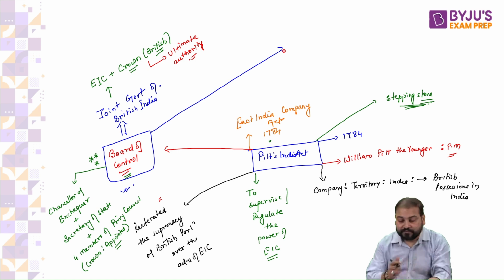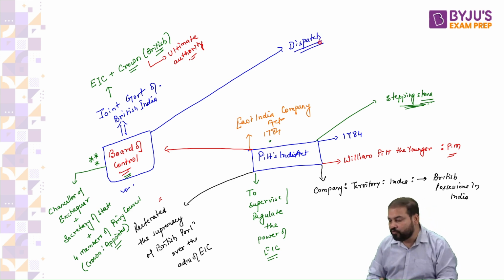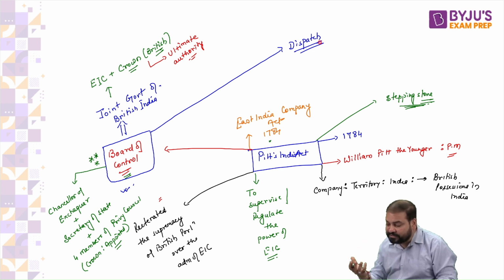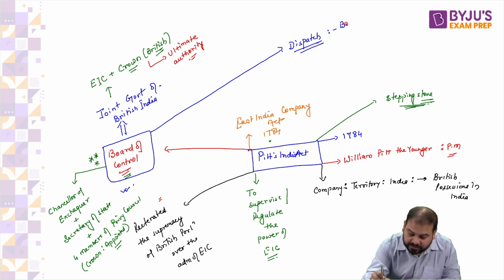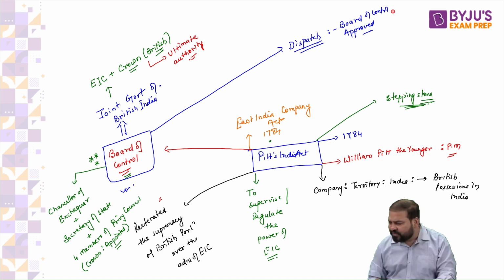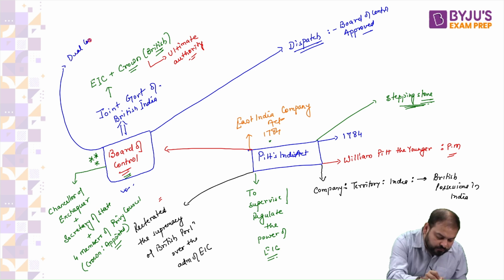Like the Home Minister. See, everyone, do you understand this word dispatch? This is different, Kishan. A dispatch is any letter, any narrative sent to someone. So guys, if any dispatch is now sent, it must be approved by the Board of Control. Yes, it is a dual control.